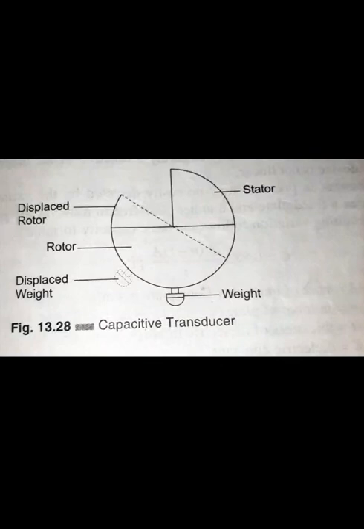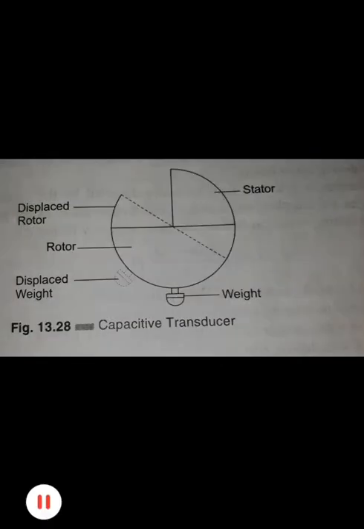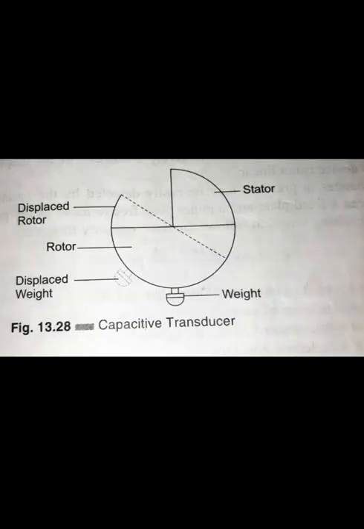Some capacitive dielectrics are temperature sensitive, so the temperature variation should be minimized for accurate measurement, whereas a variable plate area transducer is made up of a fixed plate called the stator and a movable plate called the rotor, as shown in the figure.